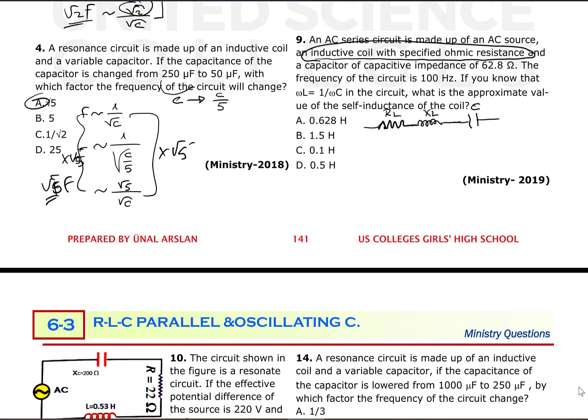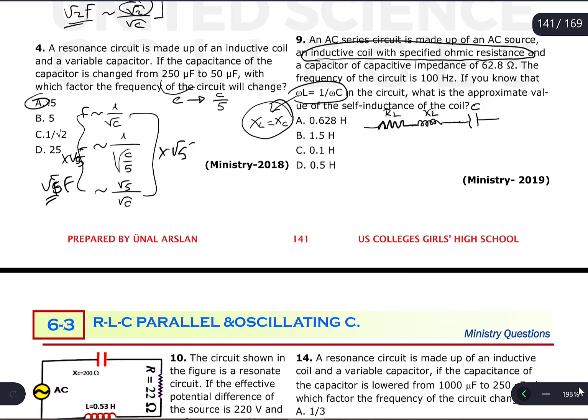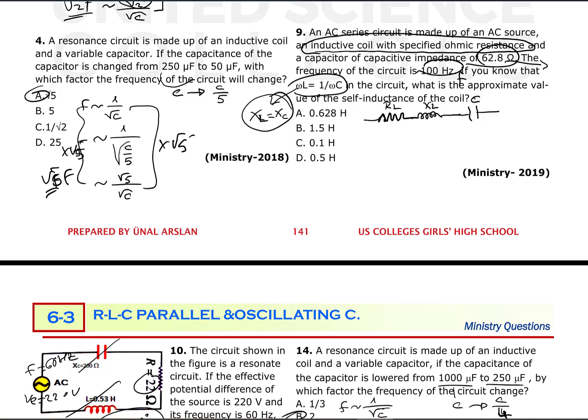If you know that omega L is equal to 1 over omega C, this is the condition for resonance. Omega L is XL, and 1 over omega C is XC, which this question tells you means that XL is equal to XC. The system is in resonance. In resonance, the inductive impedance and capacitive impedance must be equal to each other. The capacitive impedance is given: 62.8 ohm is going to be the XC.